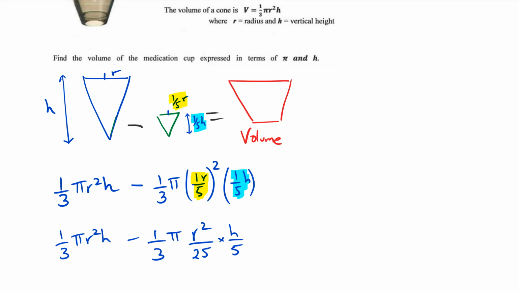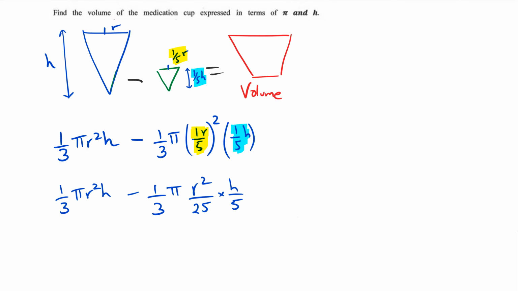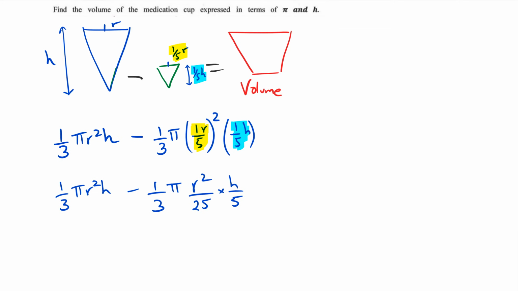So at this point we want to write this in terms of pi and h, so we've got to put them together. What I'm going to do is see that 1/3 and pi is a common factor, and I'm going to take them out. So I'm going to take out 1/3 pi as a common factor, which means I've got r squared h minus, and then what I've got left over is r squared over 25 multiplied by h over 5.